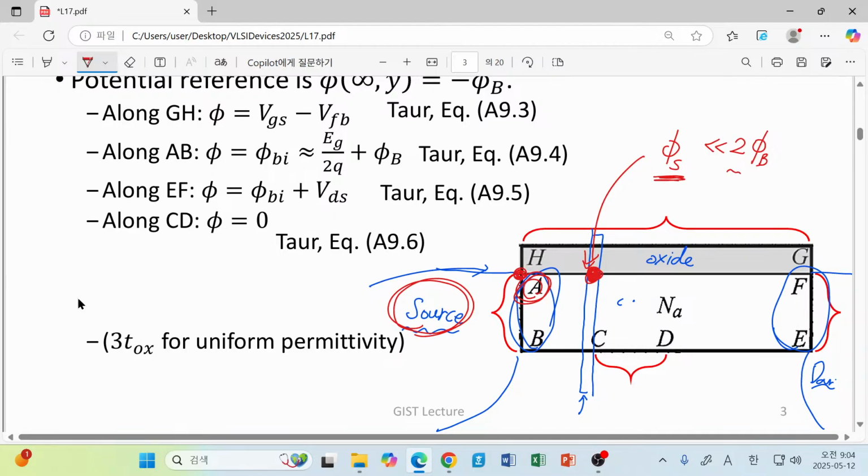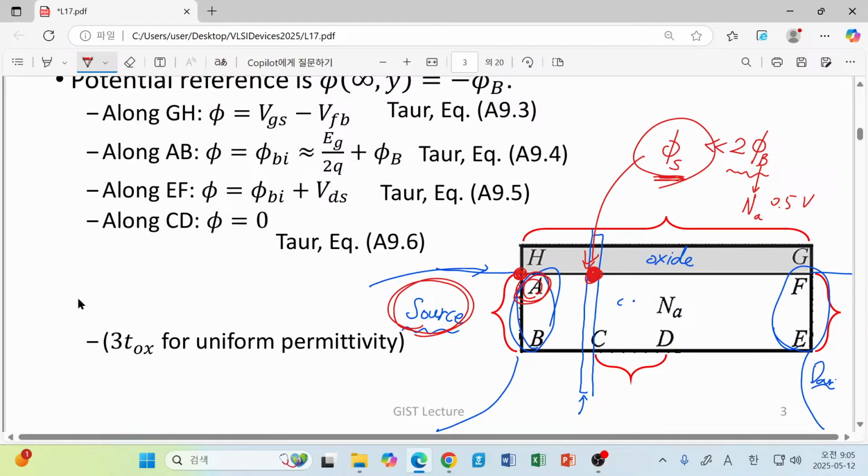Then what is the typical value of this phi b? Phi b is determined by our substrate doping. That corresponds to our Na value, and at most it is around 0.5 volt. So now you can say that phi s is more or less lower than 1.0 volt in our conventional long channel case. That is the expected value of phi s.